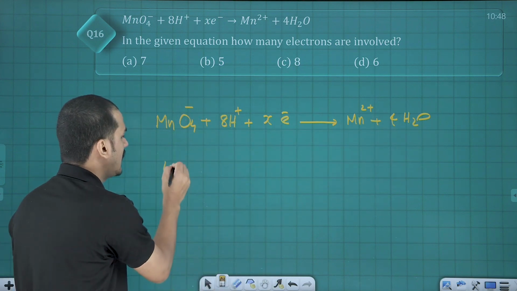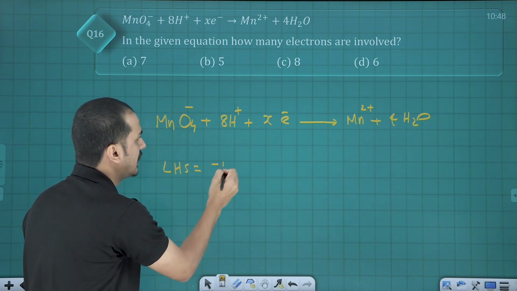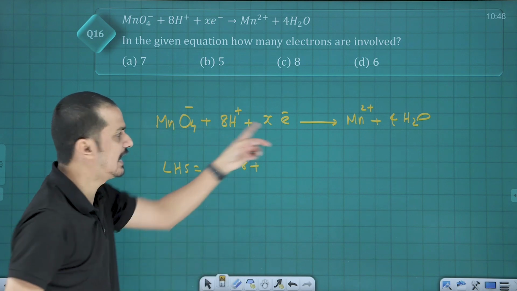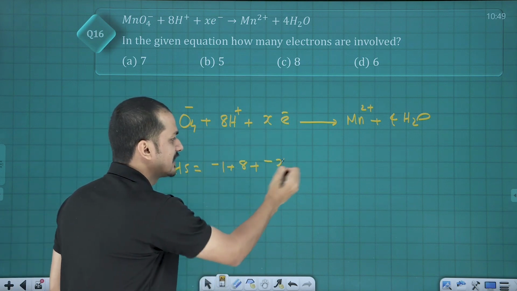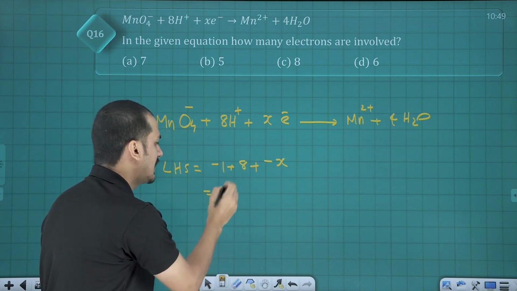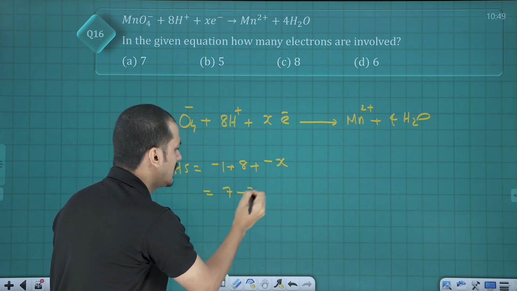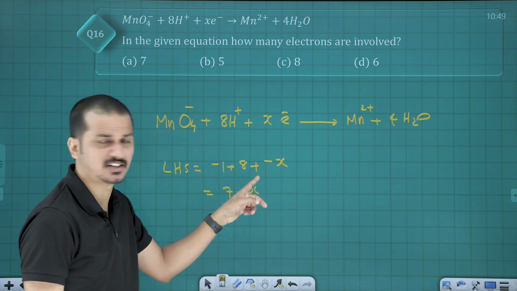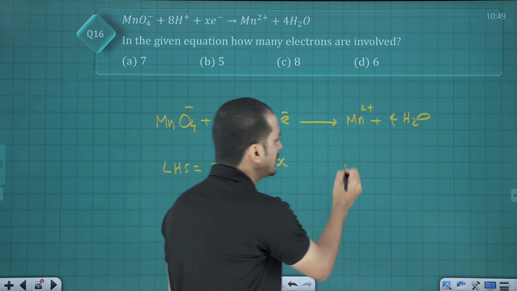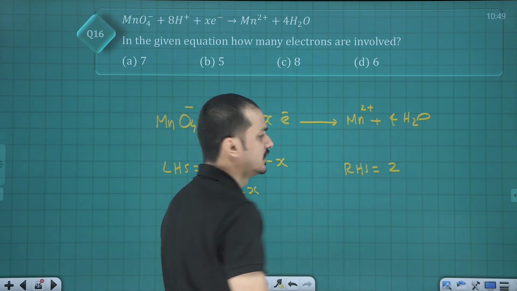So what about the left hand side charge? Left hand side charge: MnO4 minus means minus 1. 8H plus means plus 8. And X electrons means minus X, because electron charge is negative. So minus 1 plus 8 means 7, and 7 minus X will come on the left hand side. What about the right hand side charge? Right hand side charge is 2 plus, only 2. Here charge is 0, 2.